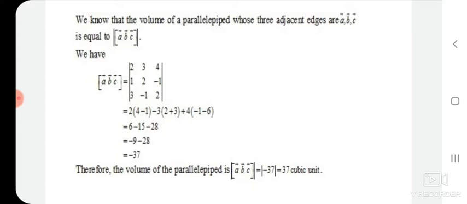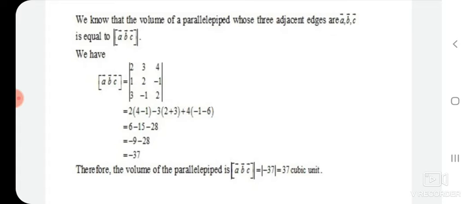Next, if vector A is 2i plus 3j plus 4k, vector B is i plus 2j minus k, and vector C is 3i minus j plus 2k, then find the determinant, or the scalar triple product A dot B cross C, which is equal to the determinant with rows 2 3 4, 1 2 minus 1, 3 minus 1 2.